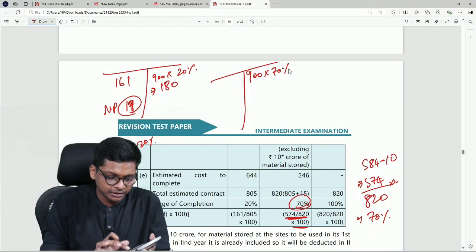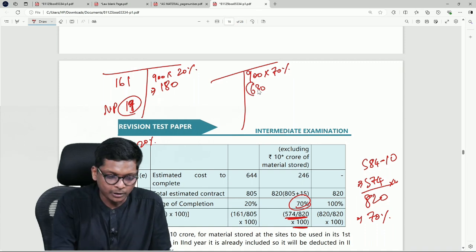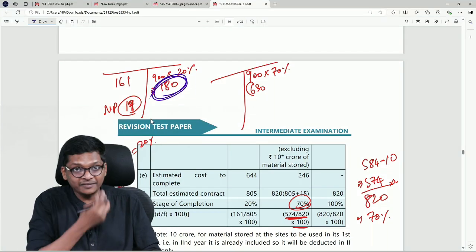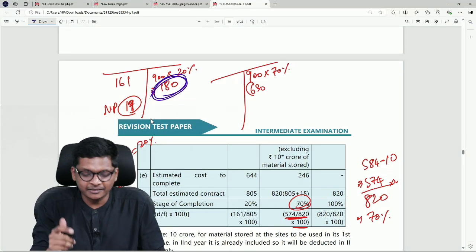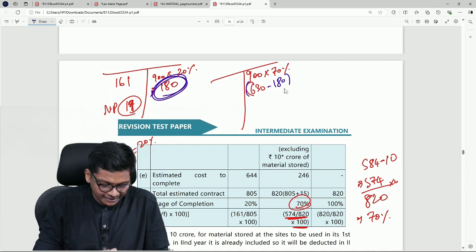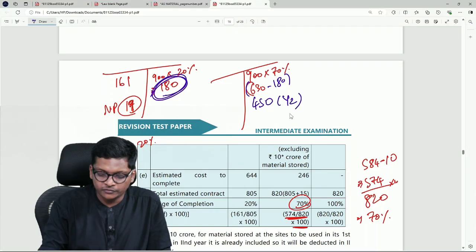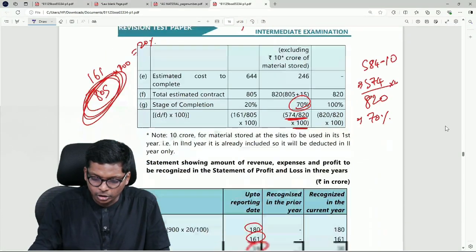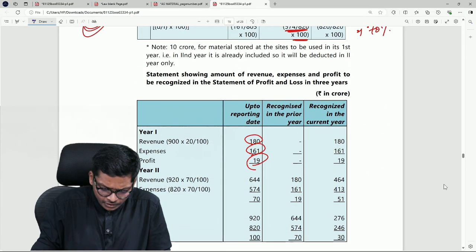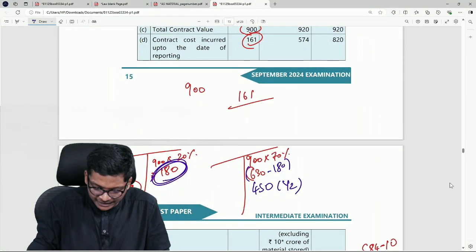So what is 900 into 70%? Without calculator also you will get 630. But out of this 630, already you recognized 180 previous year. Therefore, what is the additional revenue this year? 630 minus 180. After minusing 180, you will get 450 is the revenue. Only year 2 revenue is 450. What is the only cost of year 2? Look at this. For second year, they are doing it on a cumulative basis, guys. We will do it without cumulative basis.